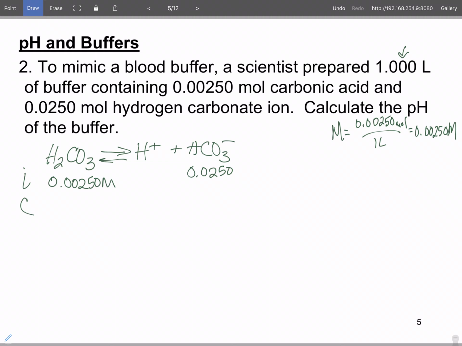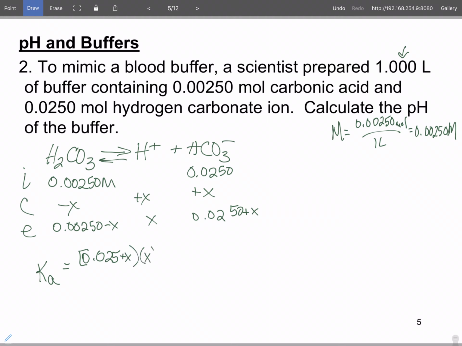But in this case, our change is going to shift to the product side. We have to, because we have no H plus. So it's 0.0025 minus X, and 0.025 plus X. So again, your Ka value would be equal to 0.025 plus X times X divided by 0.0025 minus X. And your Ka value is 4.4 times 10 to the minus 7th. Remember, you can get those off the table.